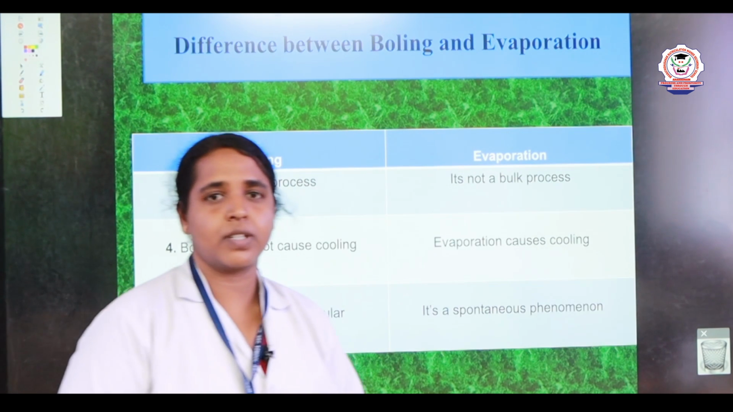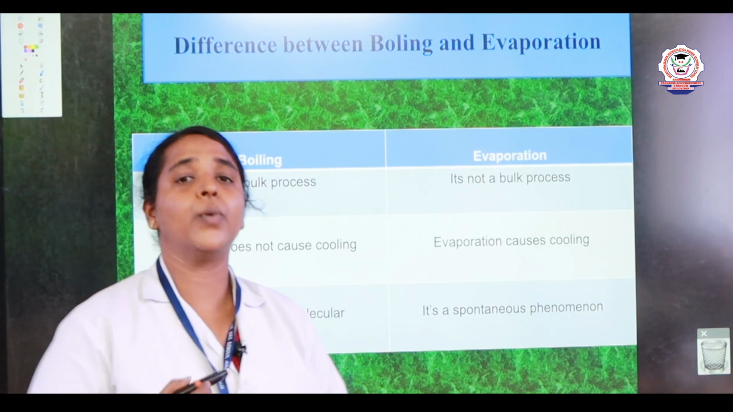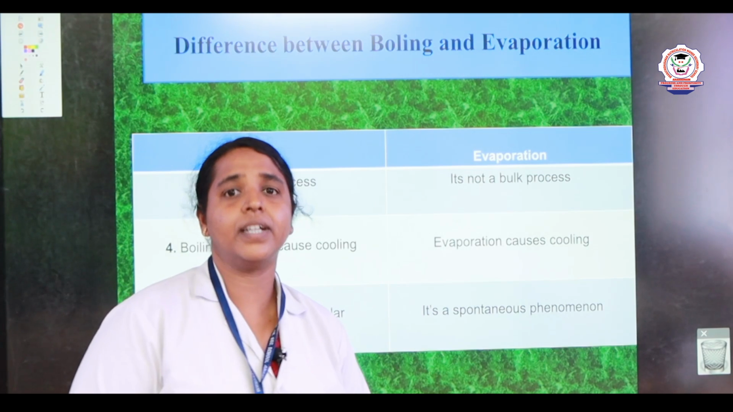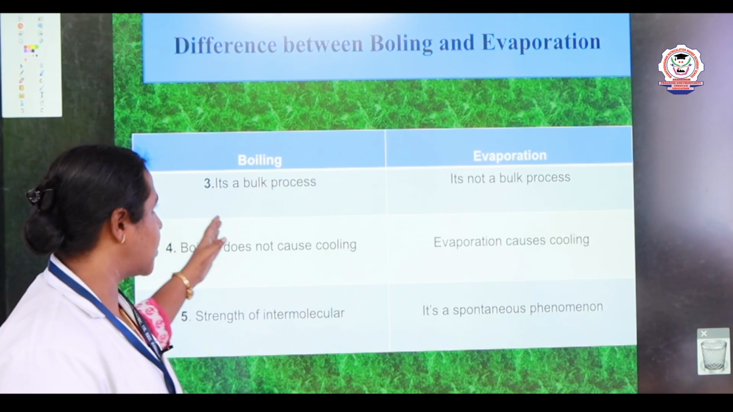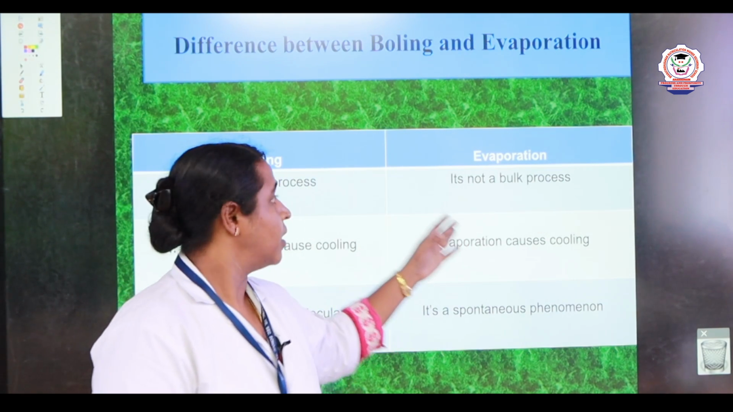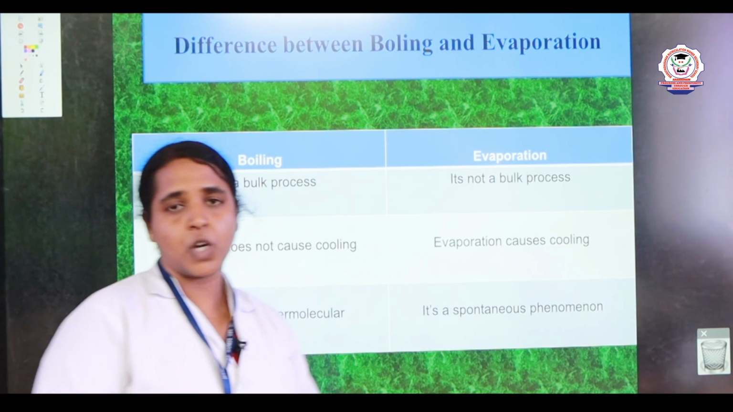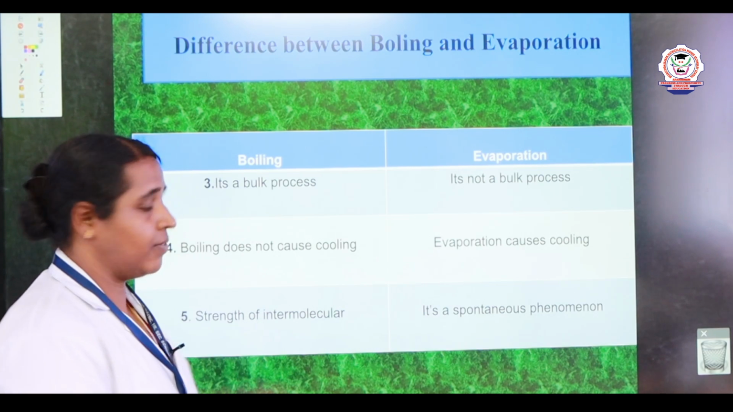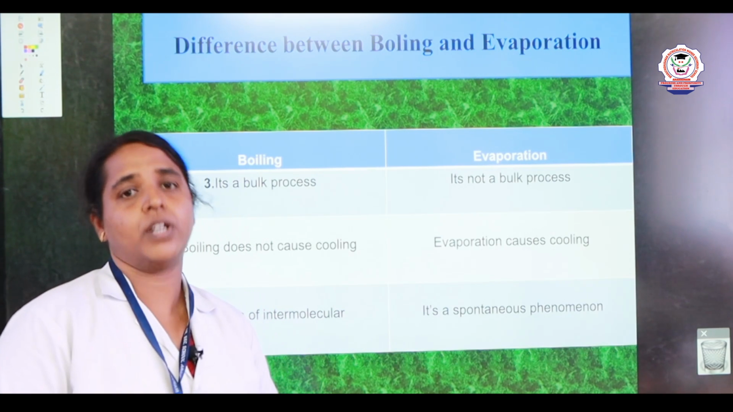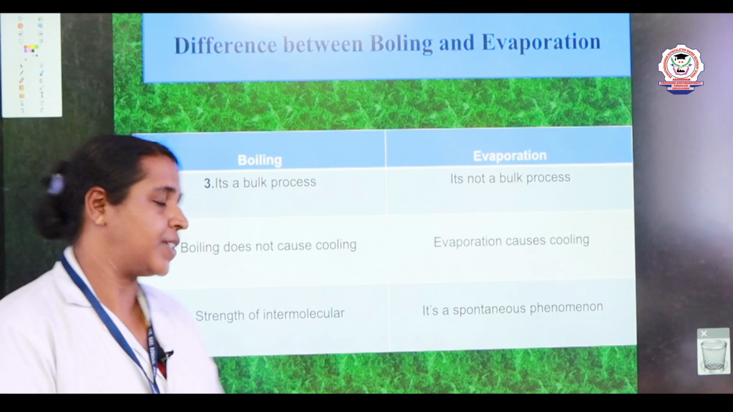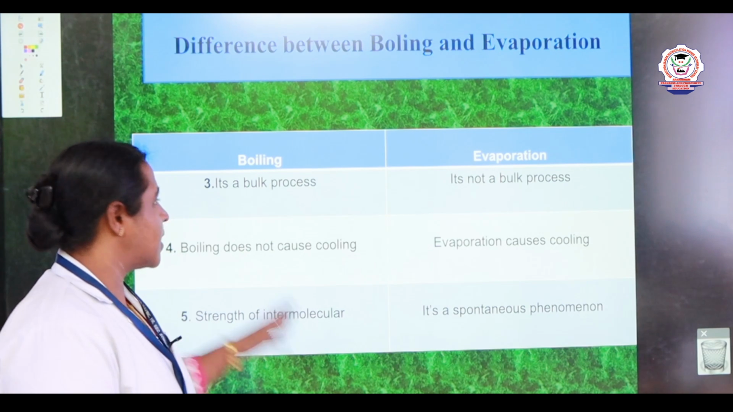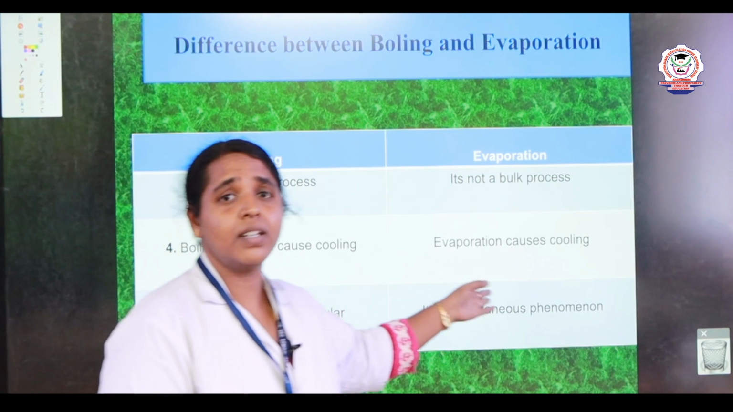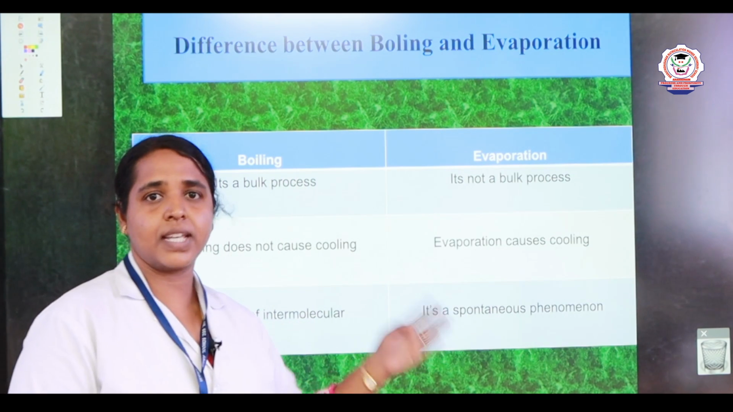What is meant by a bulk process? If you take a vessel of water and boil it, the full water gets the heat. That is a bulk process. But evaporation is not a bulk process, because evaporation happens on the surface of a liquid. But in boiling, the full bowl or vessel of water gets the heat. Boiling does not cause cooling, but evaporation causes cooling.